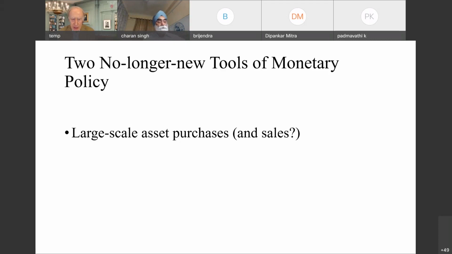Short-term interest rates were down near the effective floor of 0, or a little below even in some countries, but we can't push short-term interest rates in a meaningful way much below 0. And so there were two new tools of monetary policy. The one that I think has the greatest promise is large-scale asset purchases, and I put in question mark sales because I'll come back to that in a moment.